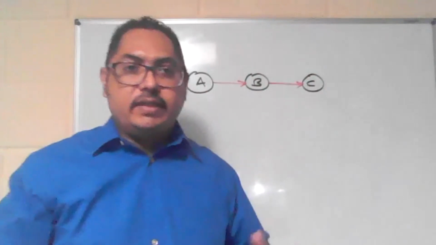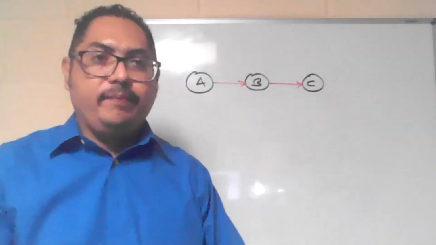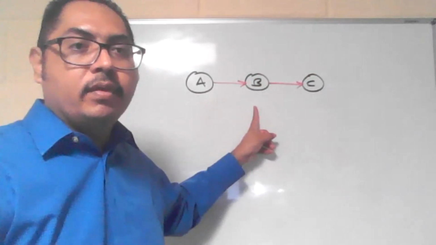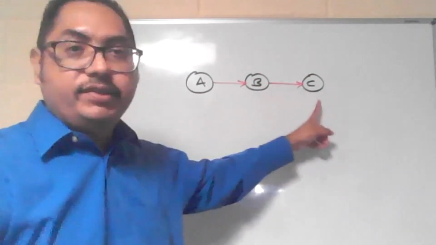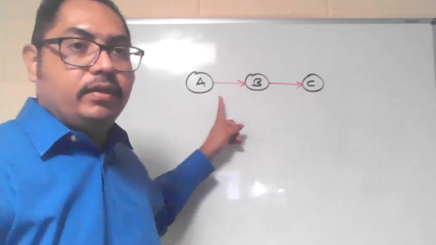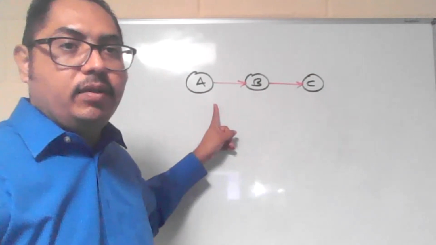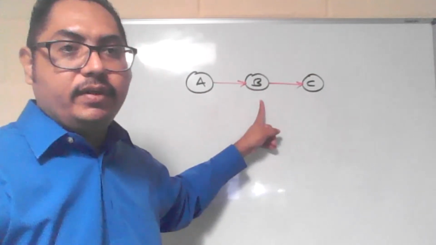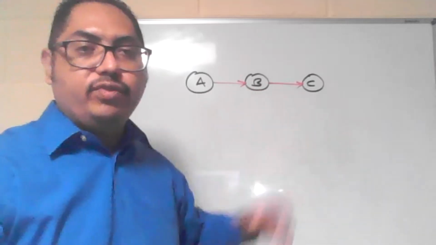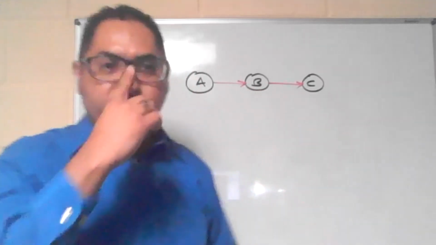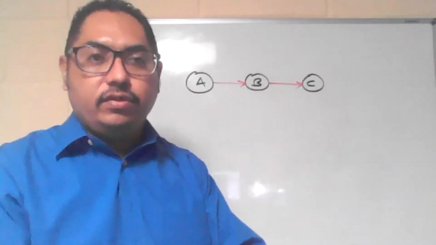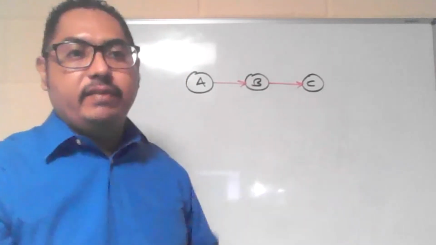This activity on node network tells us that activity A precedes activity B, and activity B precedes activity C. We cannot start activity C when activity A ends. We have to wait for activity B to end. So each one of these activities has its own precedence, and that's how they are related. This is a simple activity on node network with these 3 activities.